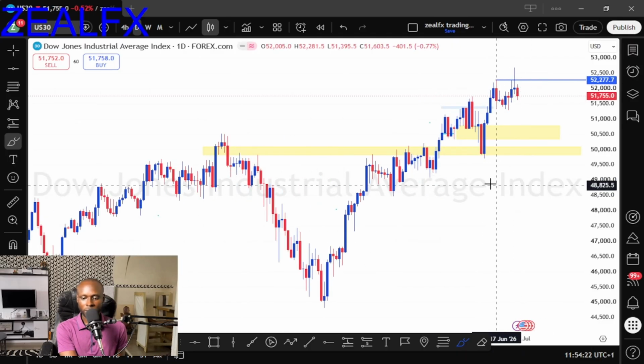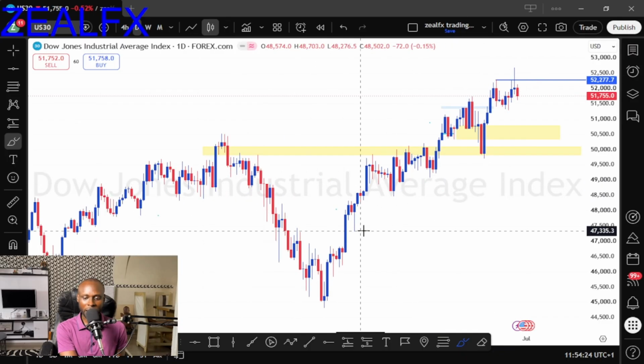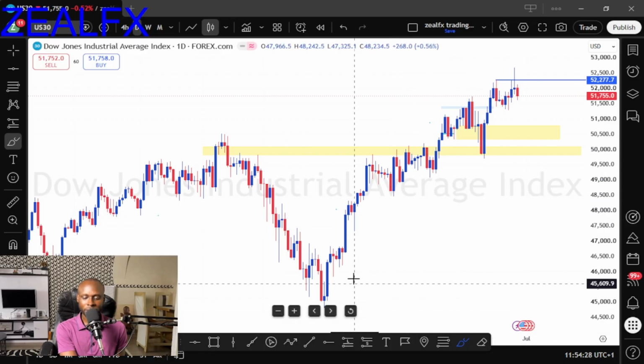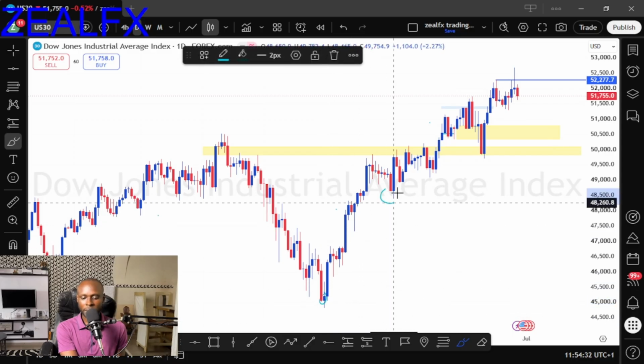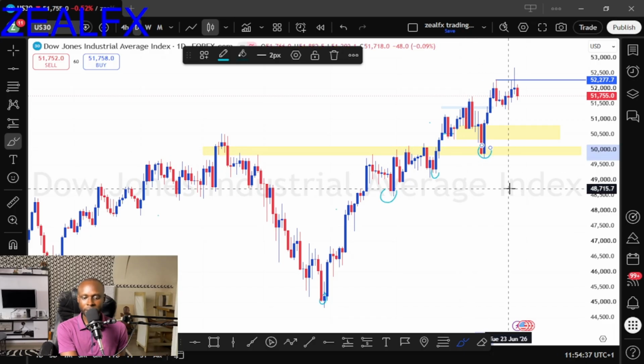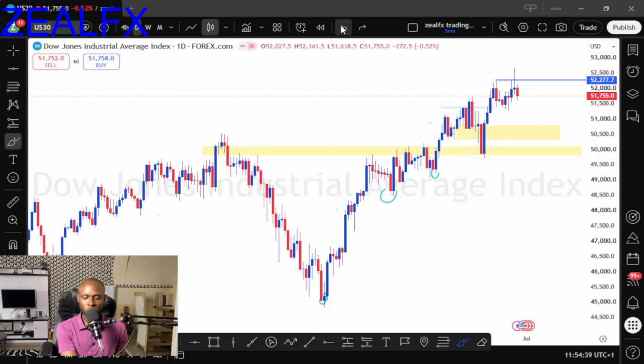On my daily time frame for the US30, you can see price is still creating a series of higher lows: we have this lower low, then a higher low, then a higher low, and another higher low. So this series of higher lows indicates strong bullish momentum for the US30. So long as we have this strong bullish momentum, our aim is to look for more buying opportunities for the US30.